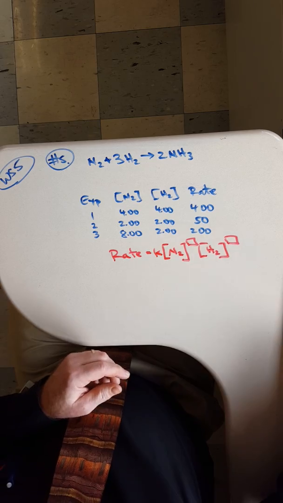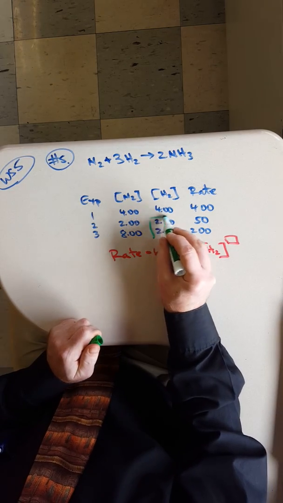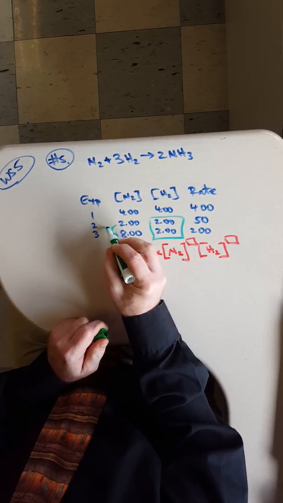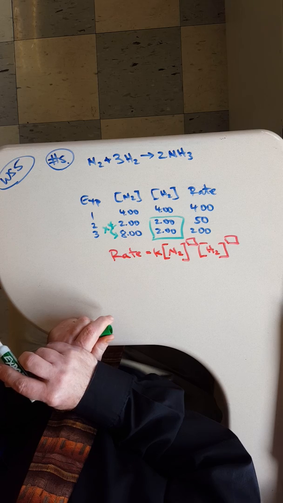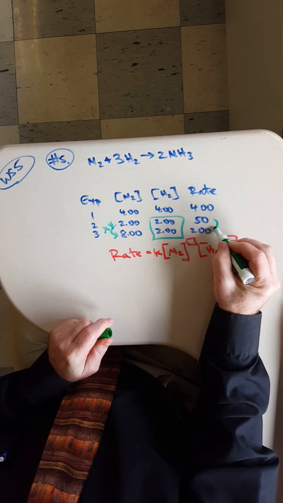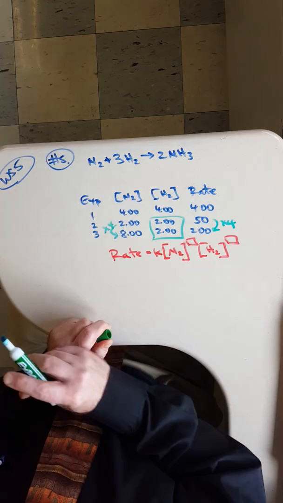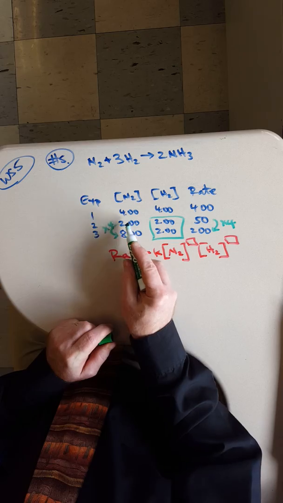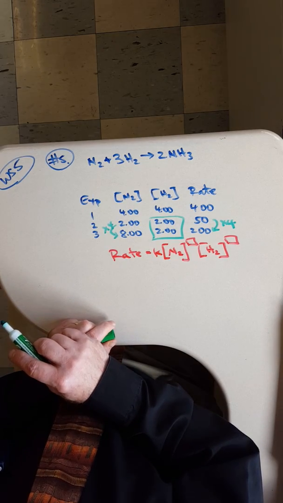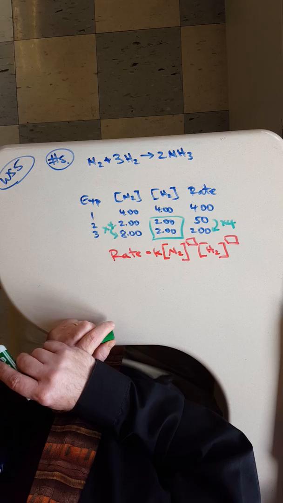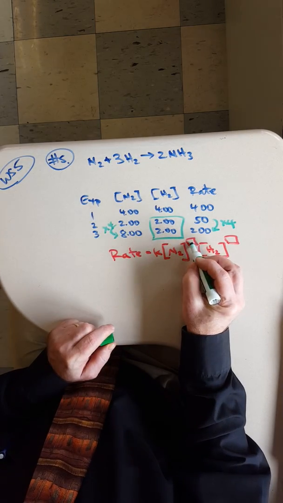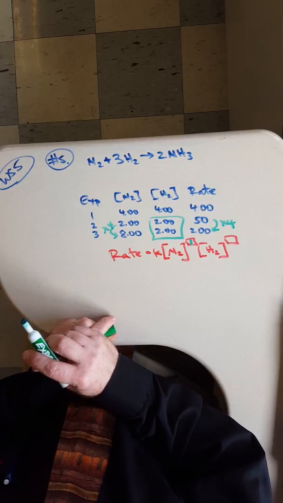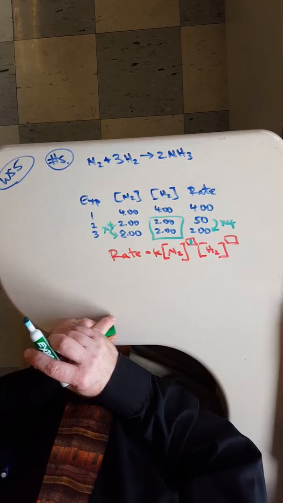Well, I look at experiments 2 and 3, and I left hydrogen alone. Moving from 2 to 3, it looks like I went up by a factor of 4 with regard to nitrogen. And it certainly looks like I went up by a factor of 4 with regard to my rate. They didn't bother to tell me what I'm measuring, but 8 over 2 is 4, 200 over 50 is 4. I would say changing nitrogen gives me a one-to-one relationship. Nitrogen is first order.